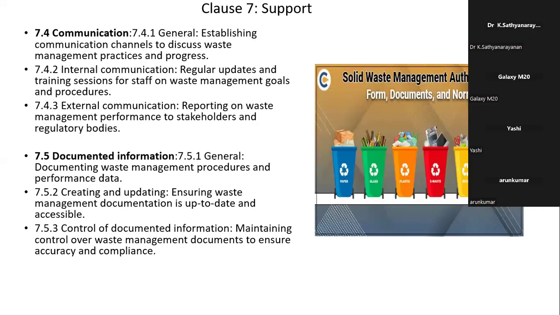Next, about the communication aspect. What is going to be my internal communication with my staff with respect to waste management goals? Have they understood? What SOPs am I going to make? What checklists am I going to create? What is the external communication with the persons who handle my waste that I am going to disclose?